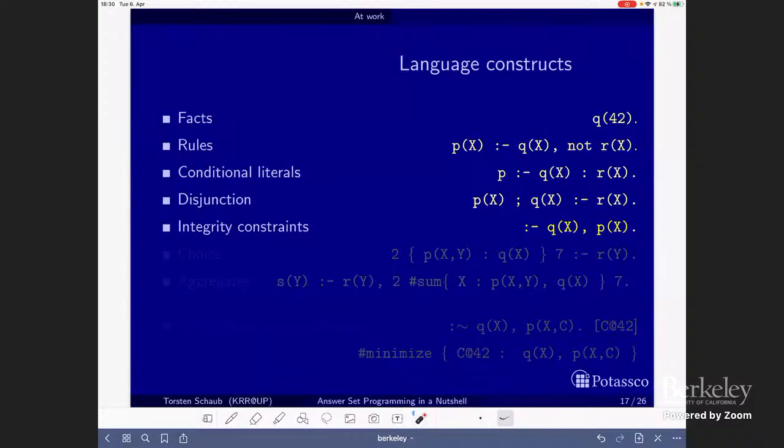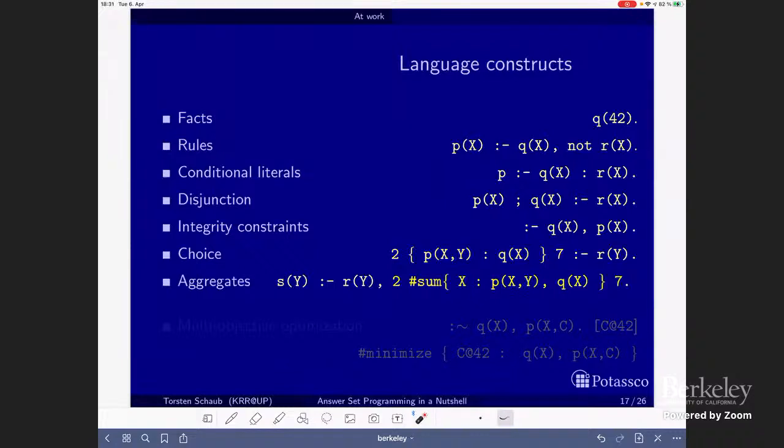People, when they see this the first time, have a bit of a problem, because if you want to say that something has to hold, you have to formulate this in a negative way, but you get used to it. Then here, choice. You want to make choices. So you want to say, okay, if I pick a Y for which R holds, and then I look at all the X's for which Q holds, and then I get a set of instances of P of X, Y. I have to make at least 2 and at most 7 of them true. Cardinality constraint. Same thing works with aggregates, right?